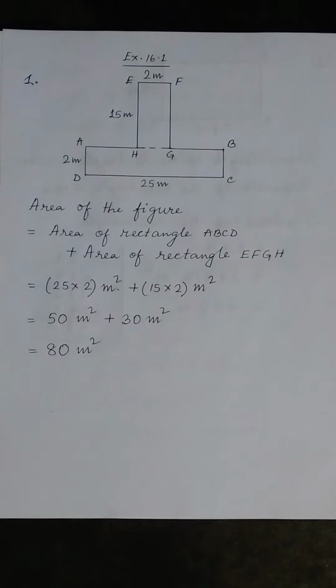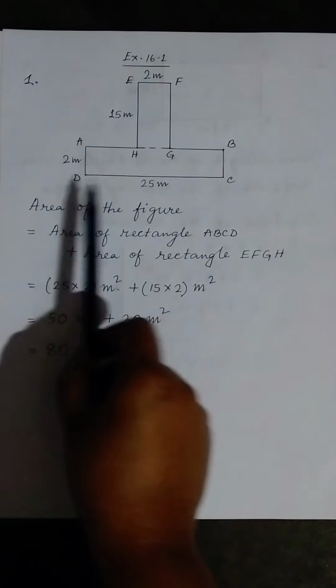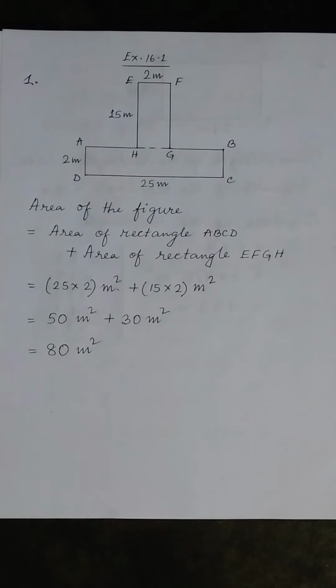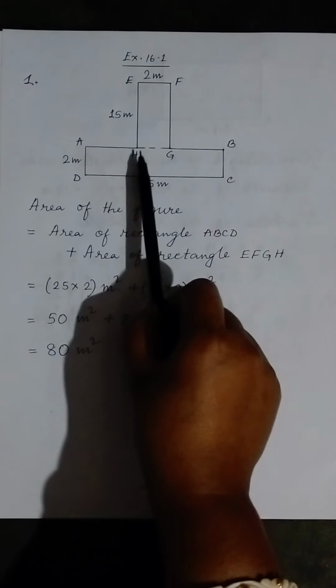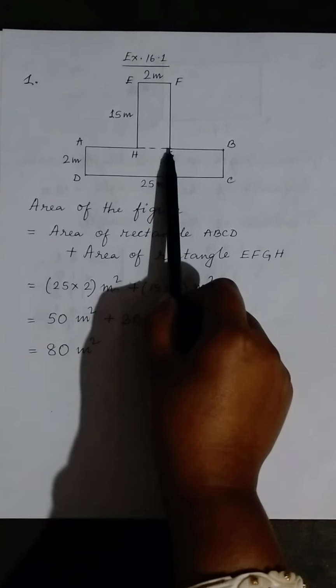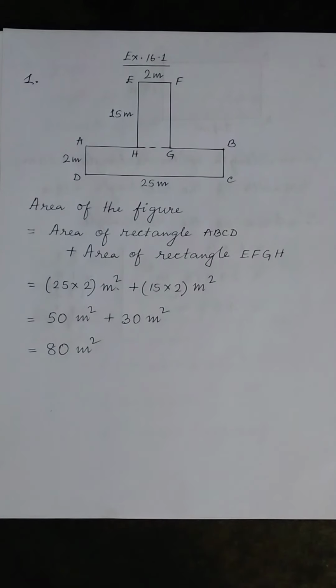So, exercise 16.1, question number 1. Find the area of the given figure. The figure was given to you. I have drawn the figure from the book itself and given the names A, B, C, D, E, F, G, H. So, the area of this figure. By dotted lines, I have joined the points H and G so that this forms one rectangle and here forms another rectangle.